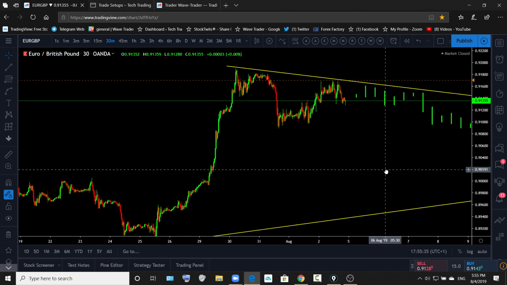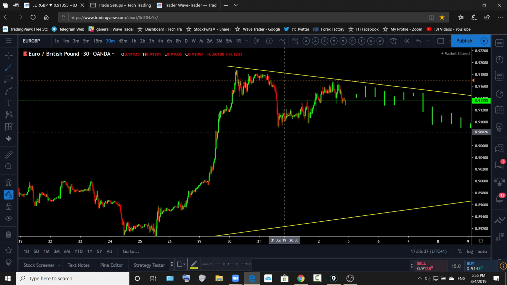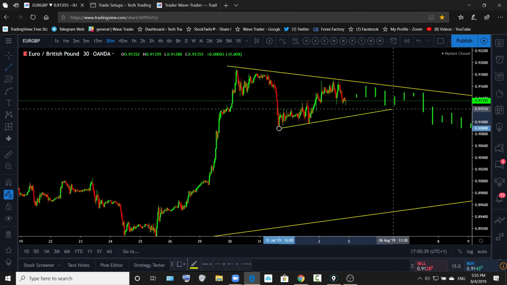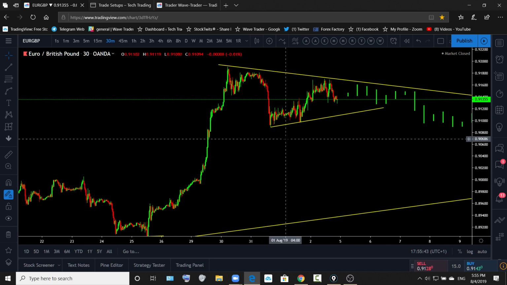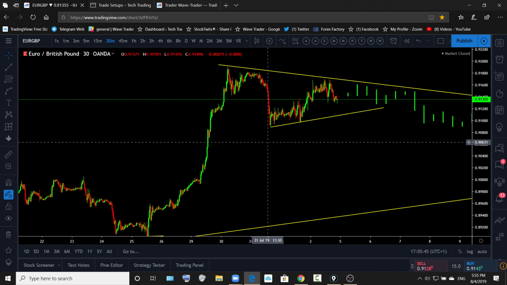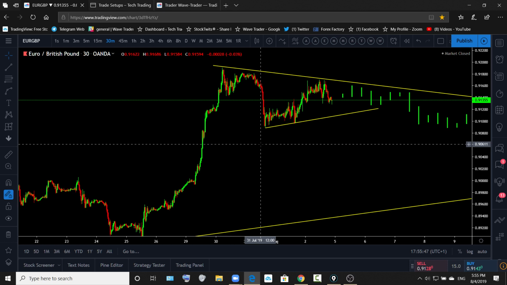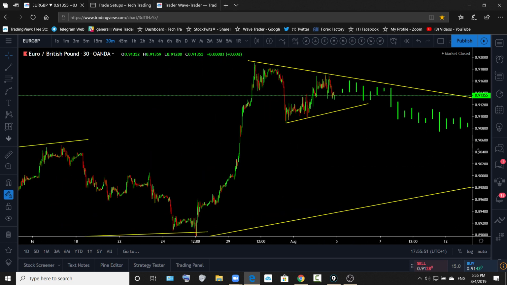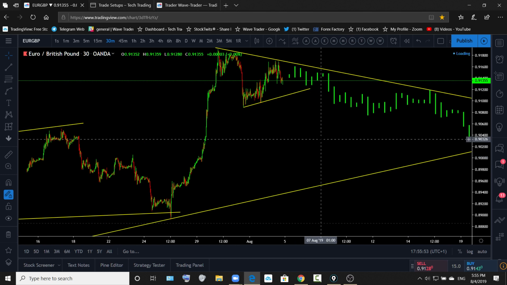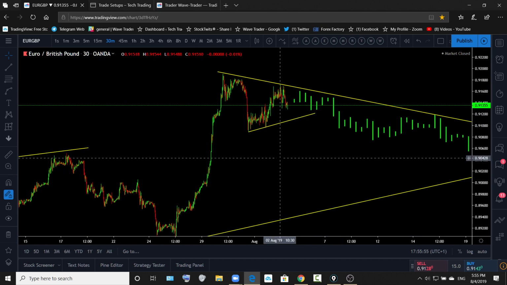Yes, it can break. Okay, so you can't say that price cannot break this area or cannot break that area. There is no 100% surety that the price is only going to hold that top.